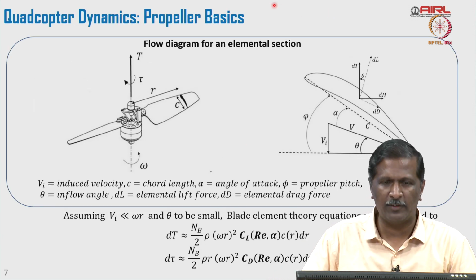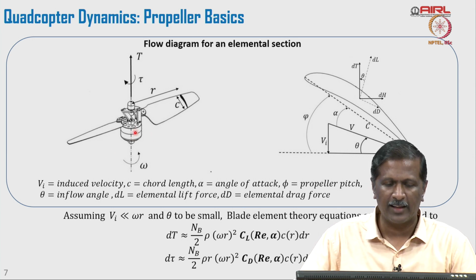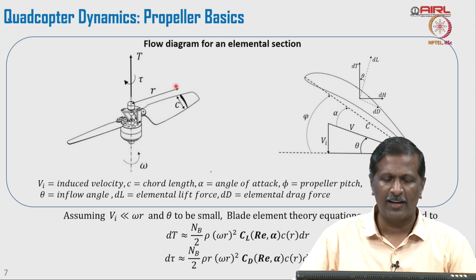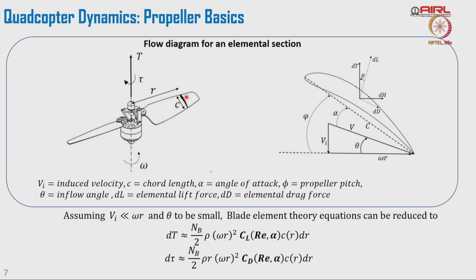Now before we go further, let us get a basic understanding of the propeller. We know there is a motor and the propeller is attached. The propeller has certain pitch characteristics, right, and I am just looking at a small cross section of the propeller, which is at a distance r from the axis of rotation, and that particular section is a typical aerofoil structure, right. I am assuming a free stream velocity which is represented by vector v, which is going like this, right, and the chord. This is the angle of attack, this is psi, the propeller pitch.